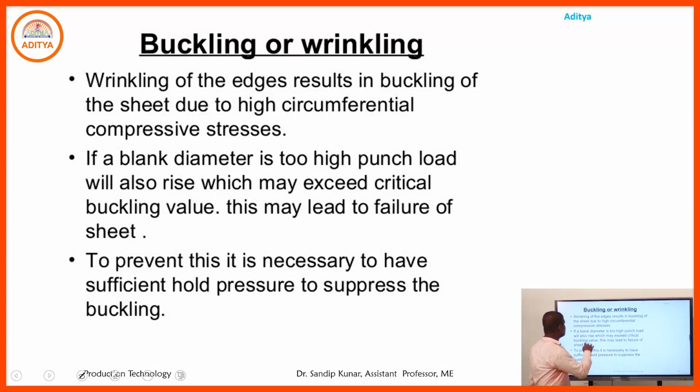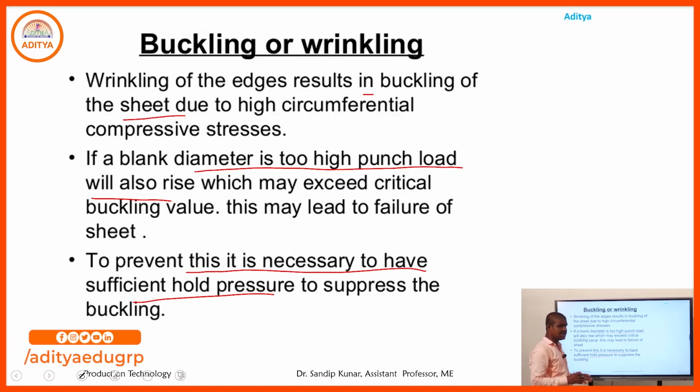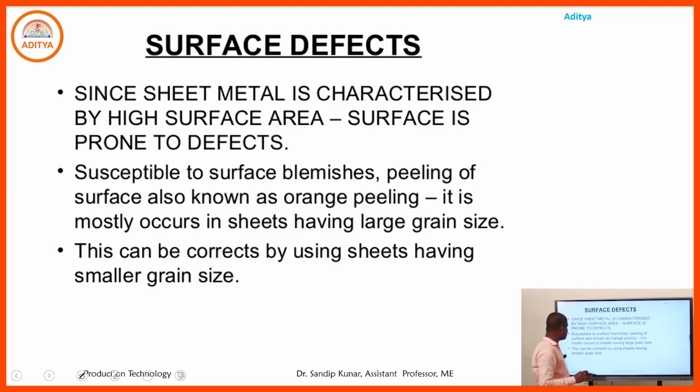Buckling and wrinkling. Wrinkling at the edges results in buckling of the sheet due to high circumferential compressive stresses. Also, if the blank diameter is too high, the punch load will also rise, which may exceed the critical buckling value and sometimes lead to failure of that sheet metal. To prevent this, sufficient hold pressure is required. We hold the sheet metal properly, and we also reduce the buckling effect in that sheet metal.